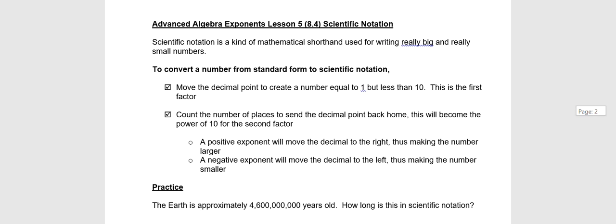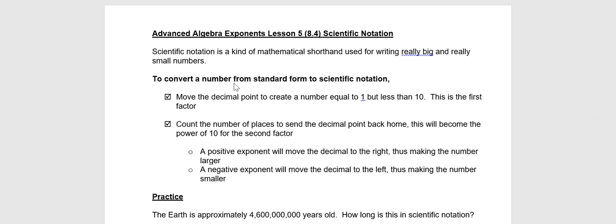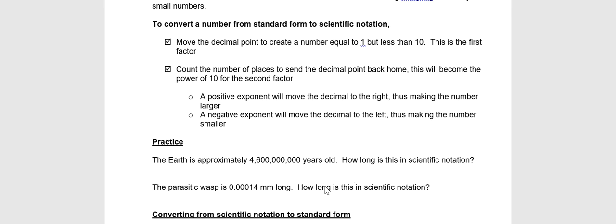So the first thing we need to know is that scientific notation is a way of representing really big numbers and really small numbers. By that I mean numbers that have a whole bunch of zeros to the right, like 4,600,000,000, or numbers that have a whole bunch of zeros to the left. And this isn't the worst example of it. I'm going to say this in the lazy way, 0.00014. So these are examples of really big numbers and really small numbers, okay?